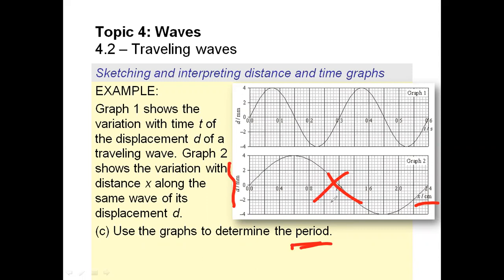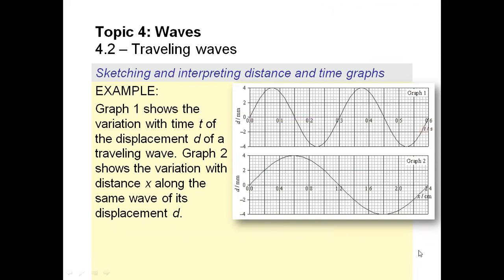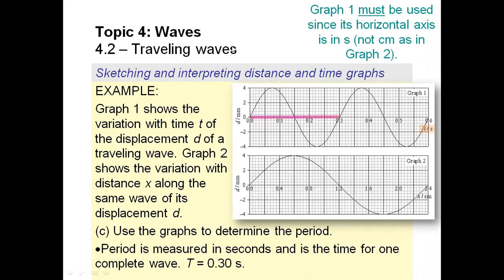And I'll look at the distance between two crests or two troughs. Why? Because it shows one complete wavelength, and it shows the time for the wavelength. So let's check. The period is measured in seconds, and it's the time for one complete wave. So if you look at one complete wave, it starts from here till here, which is equal to 0.3 seconds. Actually, we can get the 0.3 seconds in the same way from here, between two crests.